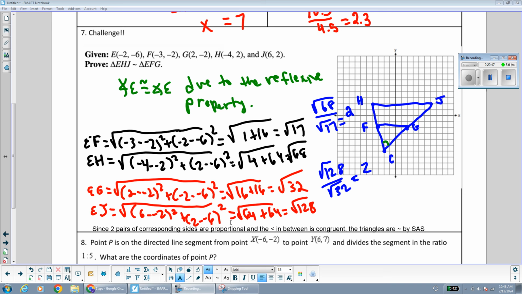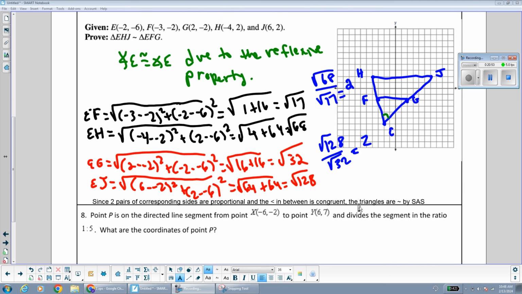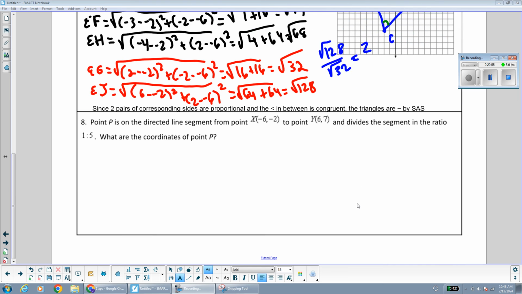Since two pairs of corresponding sides are proportional and the angle in between is congruent, the triangles are similar by SAS. Okay, here we have a directed line segment. We need to divide it in a 1:5 ratio. A 1:5 ratio is a fraction of 1 over 6 because there's a total of 6 parts. 1 plus 5 is 6, and that gives you the denominator.